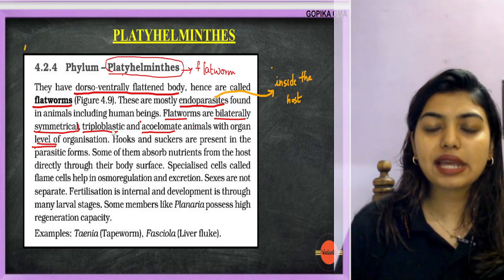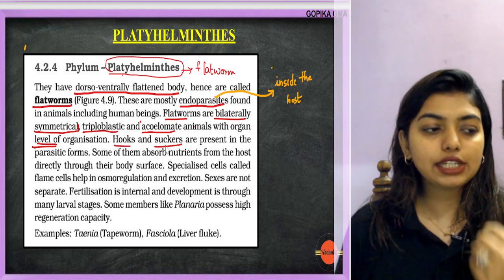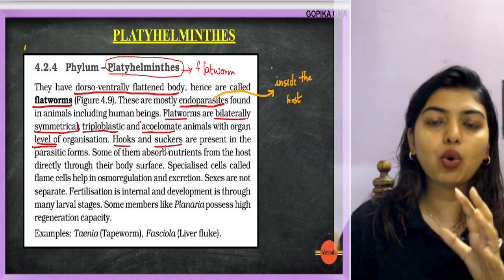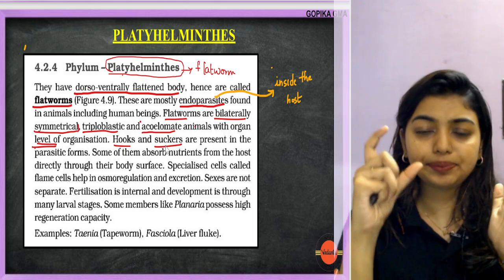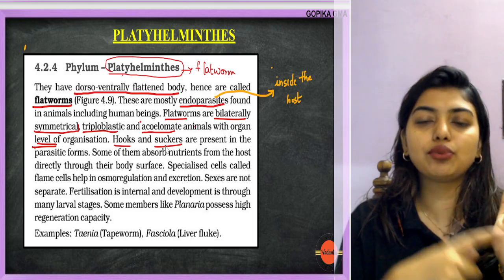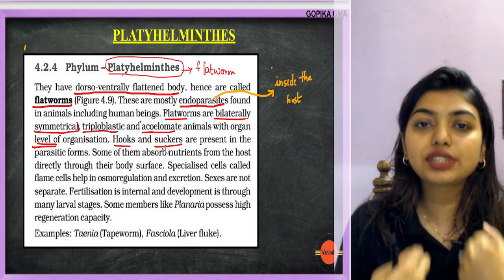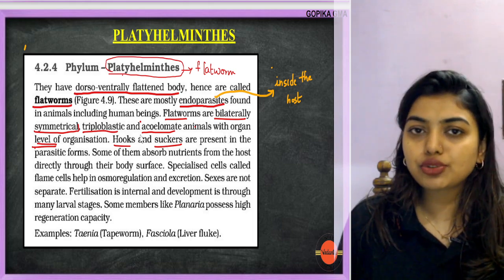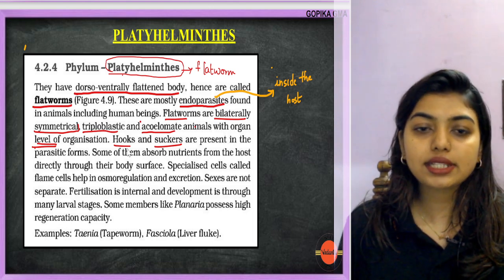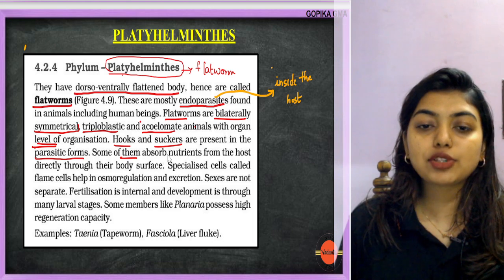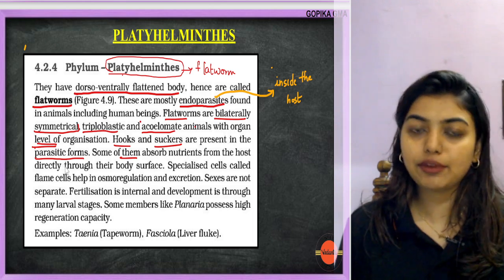Now students, because they are parasites, the most important character they need is to have hooks and suckers. If I need to hold on to a wall or a bottle, I hold it like this, that means I'm hooking onto it. In the same way, if this flatworm has to stay in the intestine of humans or animals, it should have a hook that lets it stay there, and a sucker to take nutrients from the host. If they do not take nutrients from the host, how are they going to survive? They are parasites and need to survive on the nutrients given by the host. So hooks and suckers are present in the parasitic forms. Some of them absorb nutrients from the host directly through their body surface.